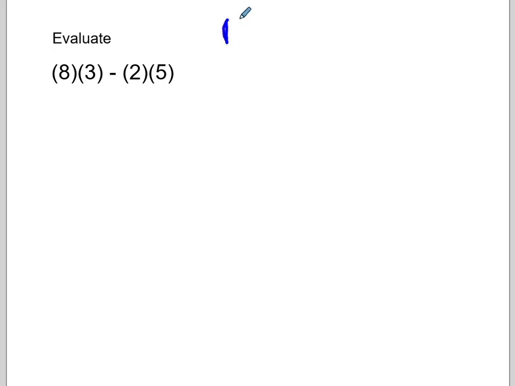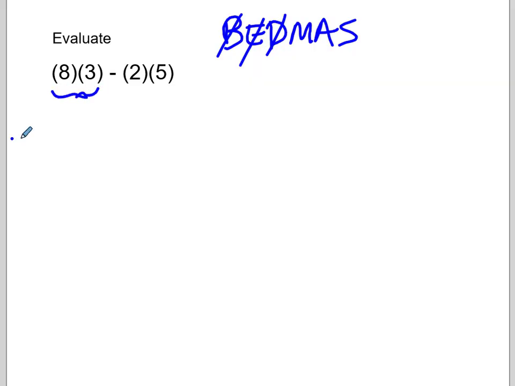Okay, so if we have BEDMAS, and I'll try and write this on each one, but I might forget. There are no brackets in this problem, there's no exponents, and there's no division. So we have multiplication that has to be done before the adding and subtracting. So if I multiply these guys together, I get 24. And now I'm going to drop the brackets because I've used them up.